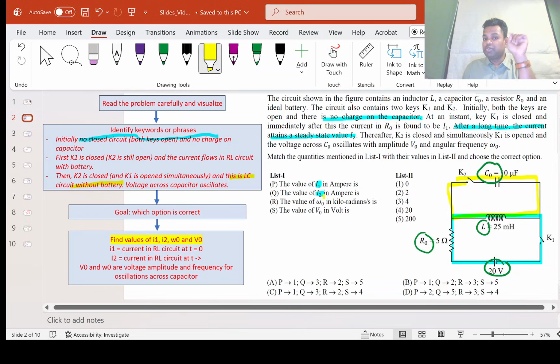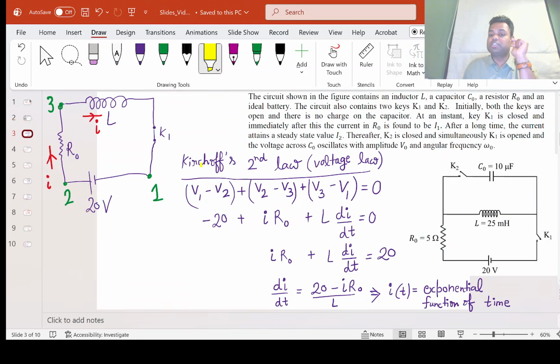So when it fluctuates, the frequency of that fluctuation is omega naught and the voltage amplitude is V naught. So we have to find out I1, I2 in the RL circuit and frequency and amplitude for the LC circuit, and only one option is correct. So let us start with the first part, this circuit here, right? So you can see it here.